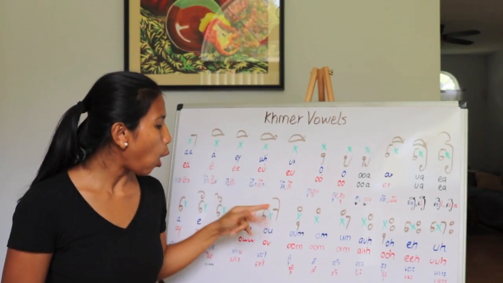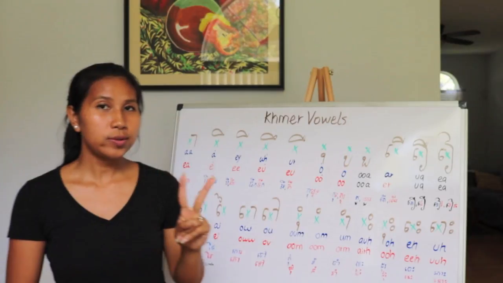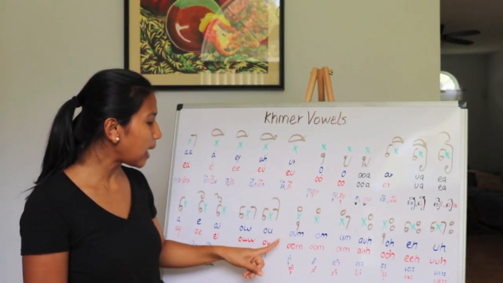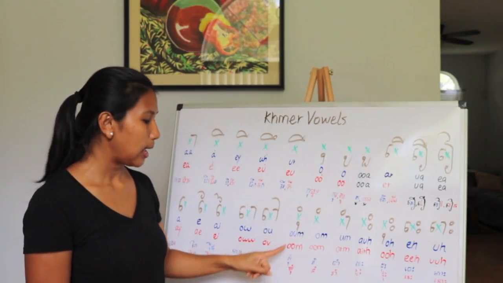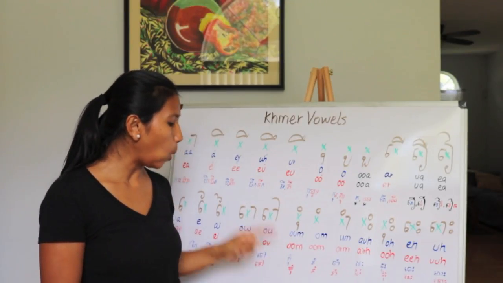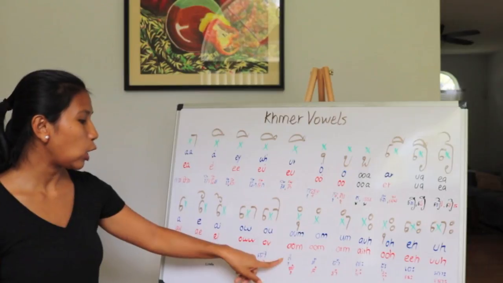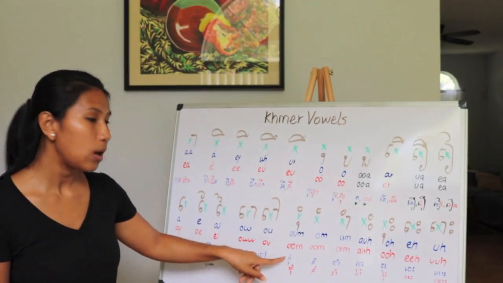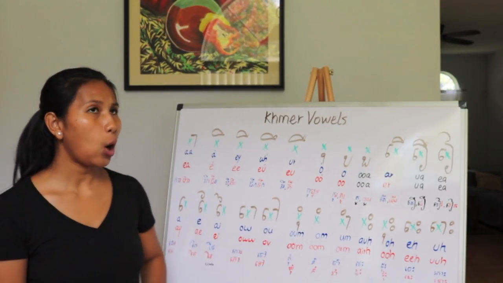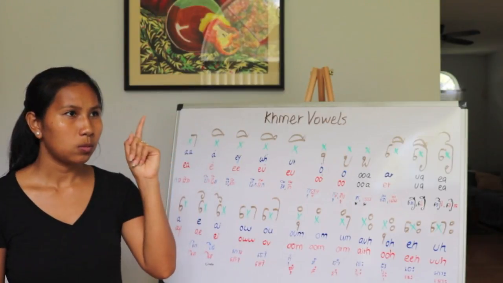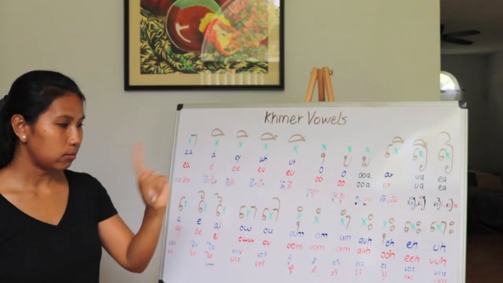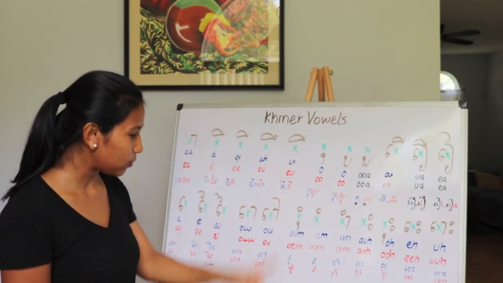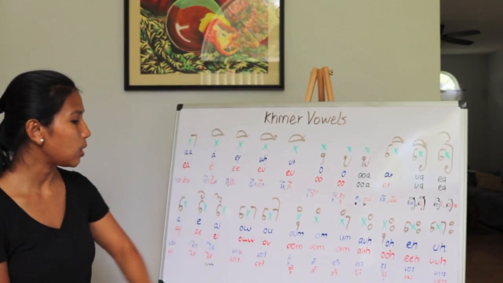Sra om. There are two sounds. Sra om has two sounds, om and om. Our example is gom and kom. Go om gom. Kom is like don't, kom twin chen, don't do it. Kom is commune.